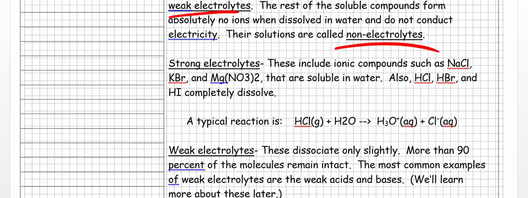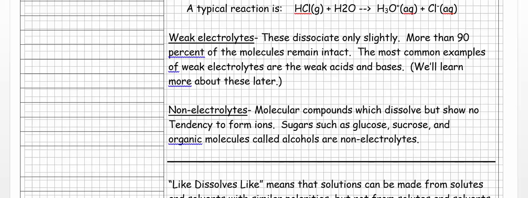Now weak electrolytes. These dissociate, but only slightly. More than 90% of the molecules are still intact. Once you put them in water, they're still intact 90% of the time. The most common examples of weak electrolytes are the weak acids and weak bases, and we'll learn more about them in a subsequent unit.